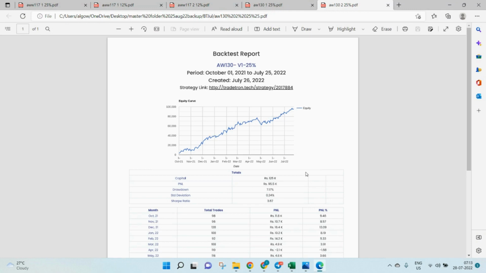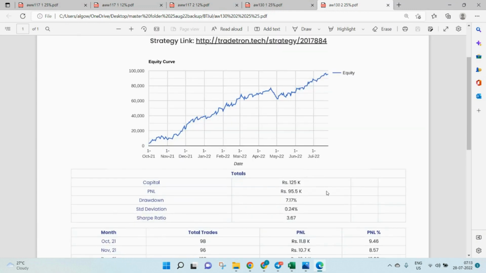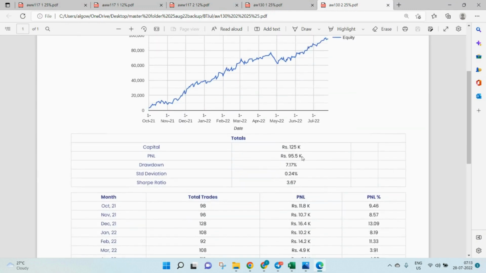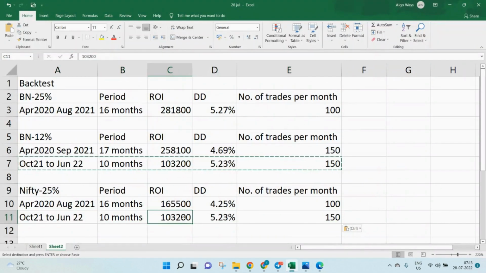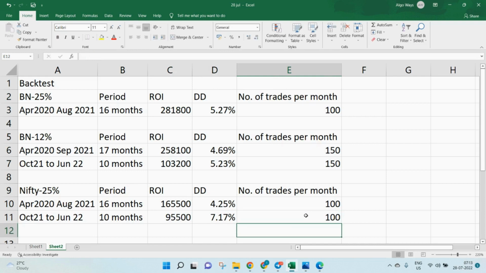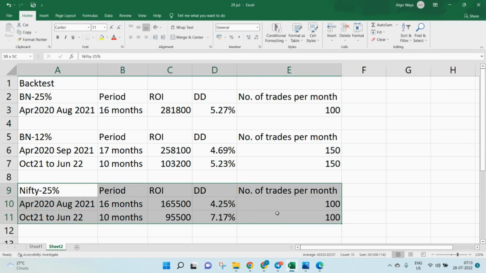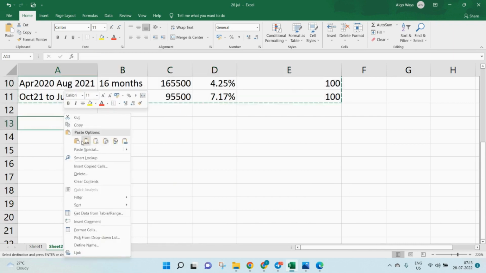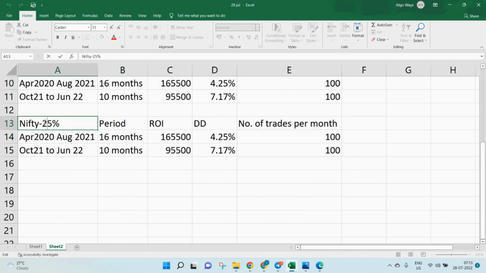Here we go. So in this period of 10 months, we have 95,500 and 7.17%. And number of trades is again 100. Now the last scenario is that we will take for Nifty 12%.